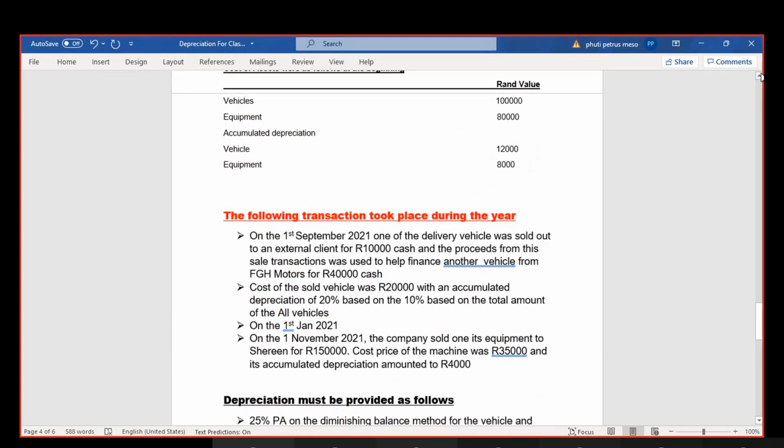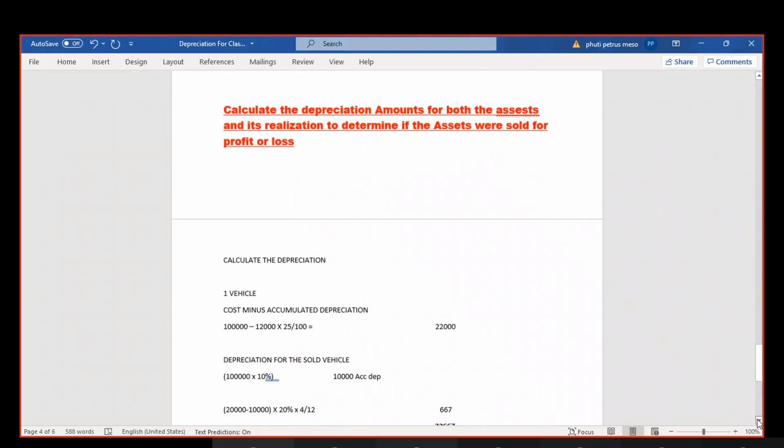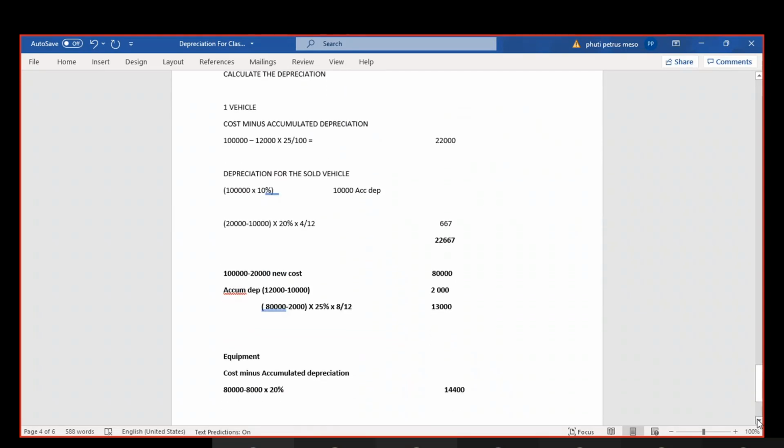All right, it says here that on the 1st of November 2021, the company sold one of its equipment to Shireen with an amount of 150,000 rand. I think I made a mistake. It's supposed to be 15,000 rand. The cost price of the machine was 35,000 rand, and its accumulated depreciation is 4,000 rand. 35 minus 4,000 rand for the sold. So you'd say 35,000 rand.